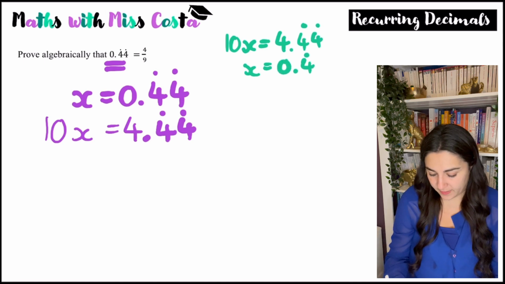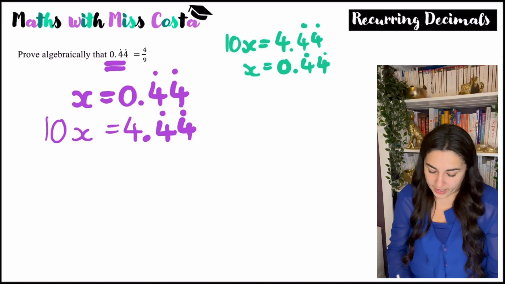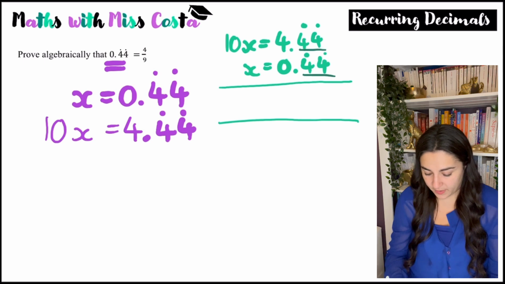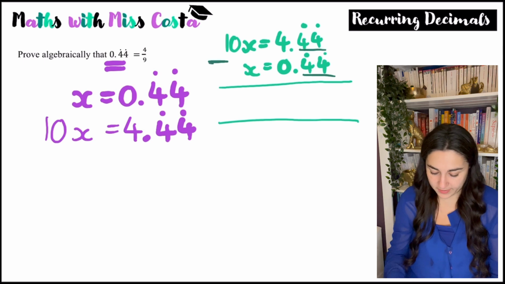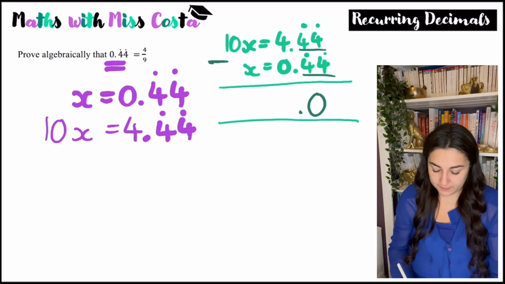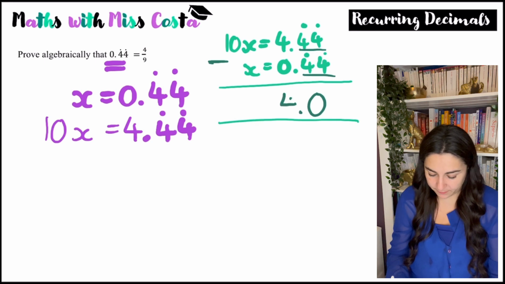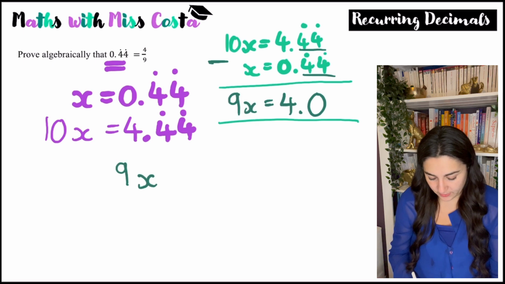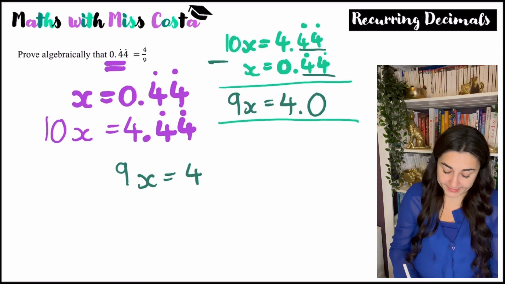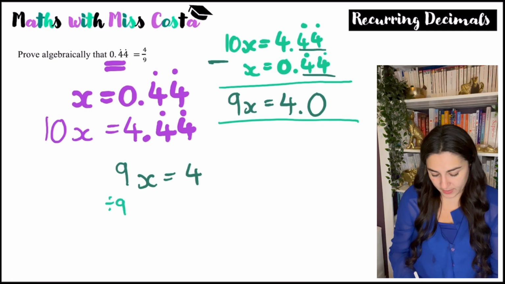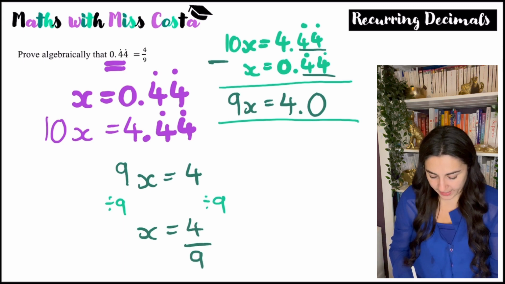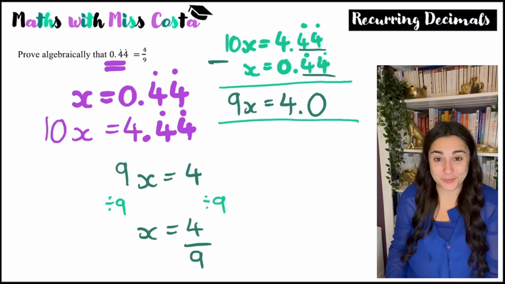I mean, I could put it like that if they prefer. And if I subtracted them, I get to subtract the recurring part, because 0.4 recurring take 0.4 recurring gives you 0. So that's the whole point of doing this. 4 take 0 is 4, and 10 take away 1 is 9. So 9x is 4.0. So then I've got this equation, 9x equals 4. I can solve this equation by dividing both sides by 9. So I'd be left with x equals 4 over 9. And that's how I've proved that algebraically, sorry.